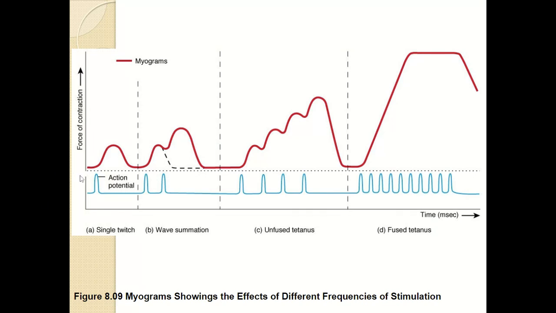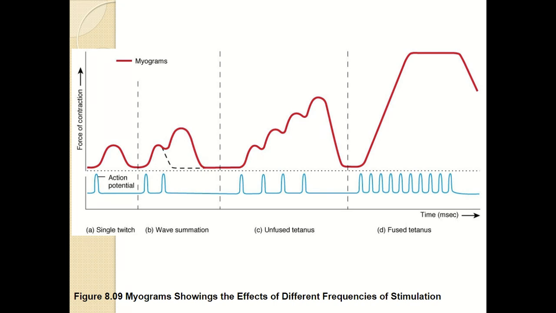Here's a little graph. Here's our first graph where we have one action potential and we get one little tiny twitch. Wave summation: if we get two action potentials back to back, we get our twitch, but then we get another twitch added onto it. So the muscle stays contracted and increases its strength a little bit more than it normally would.